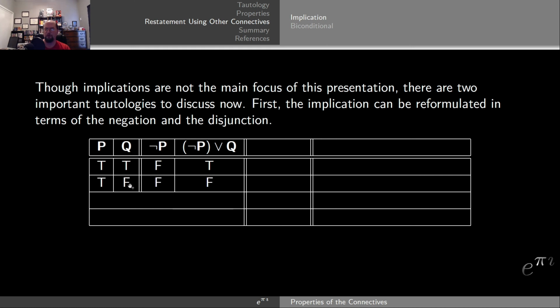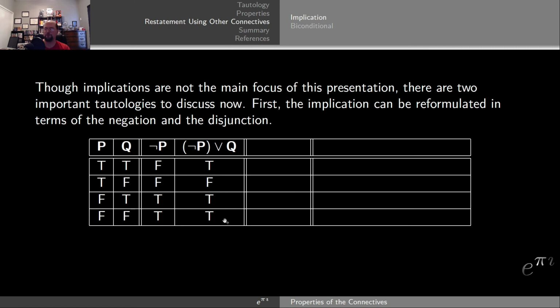Take true false, the negation of true will give me false, and then false disjunction with false gives me false. Take false true, the negation of false gives true, and true disjunction with true gives me true. Take false false, if I negate false, I get true, and then true disjunction with false gives me true.